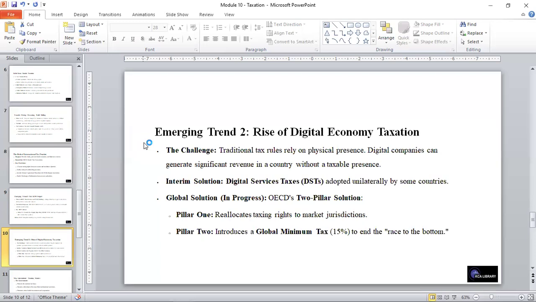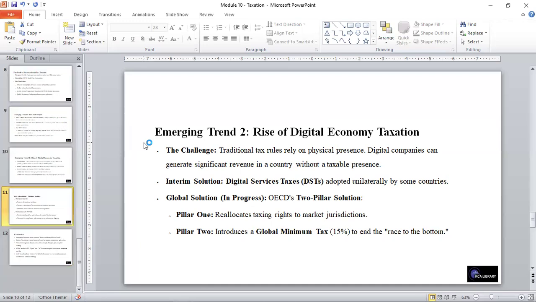and the first one is the reallocation of taxing rights to market jurisdictions, and the second one is the introduction of a global minimum tax of 15% to end the race to the bottom.